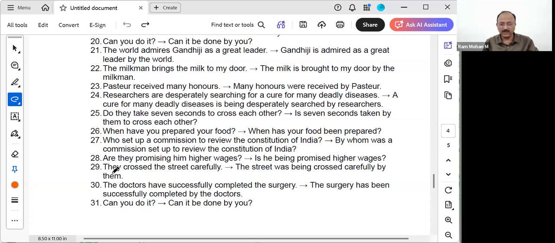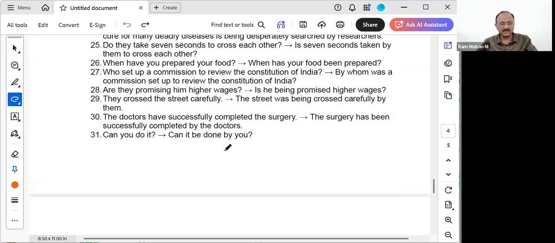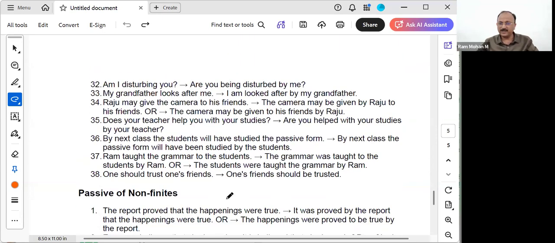They crossed the street carefully. The street is the object here. So the street will become the subject. Crossed is simple past. So we'll use was. The street was being crossed carefully by them. Correct? No, they crossed. So the street was being crossed carefully by them. We'll add. These are the examples. And then we'll see. Am I disturbing you? This is the sentence. So for I we use am, for you we are using are. Correct? No? Are you being disturbed by me?